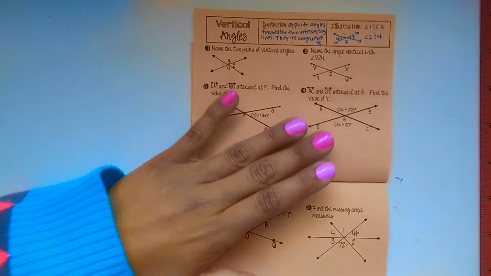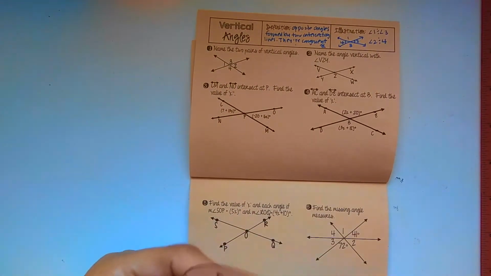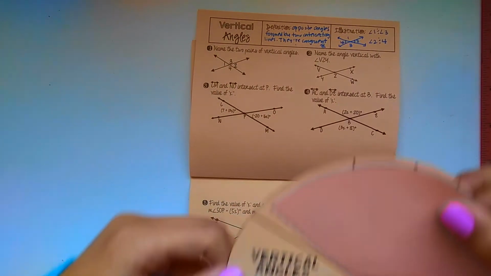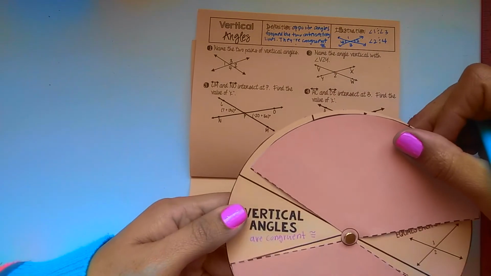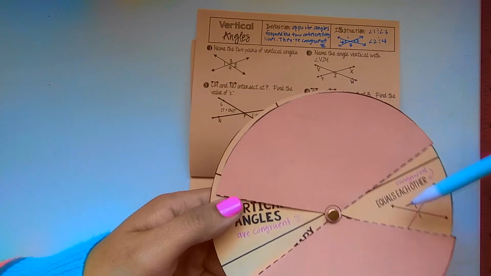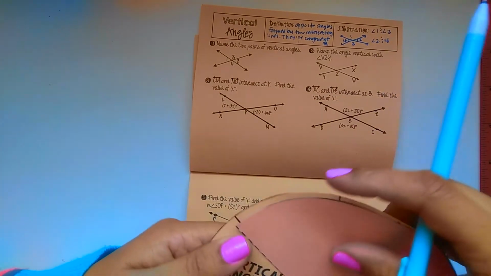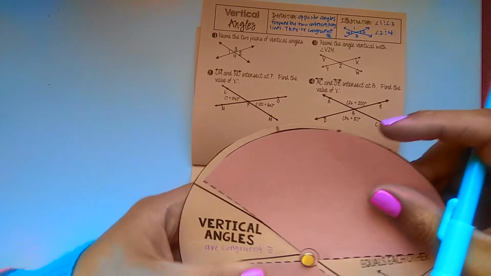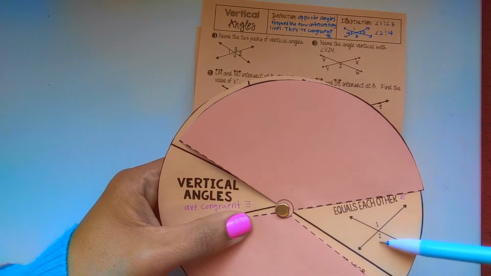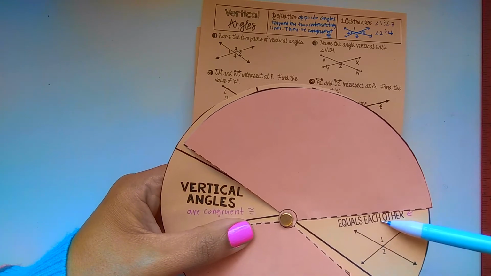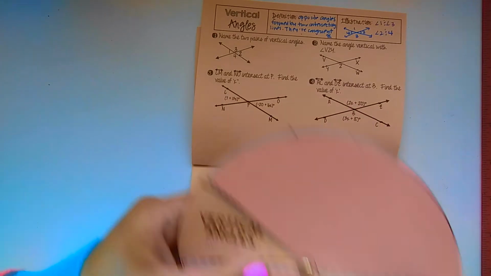Vertical angles. This one I think is easier, but we'll see what you think. Vertical angles are basically opposite angles formed by two intersecting lines, and they are congruent. So they're opposite right here. This will be a pair of vertical angles. This will be another pair of vertical angles.